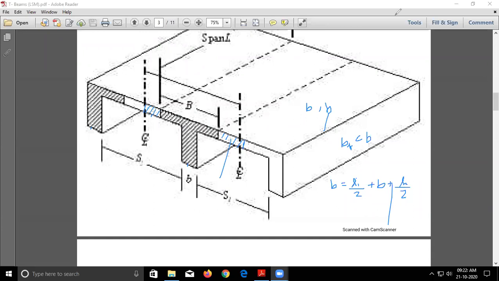Yes, did you understand my question? Why are we taking this effective width less than the actual width? Somewhat like under reinforced and over reinforced. Not exactly.